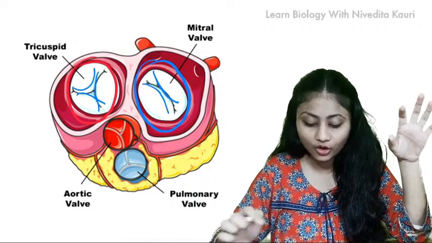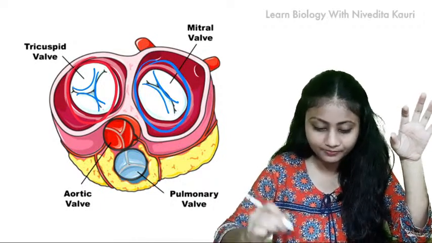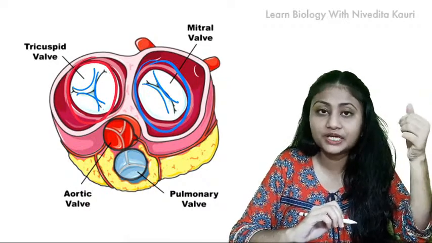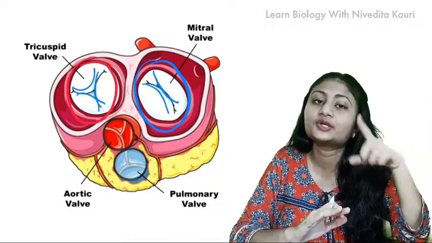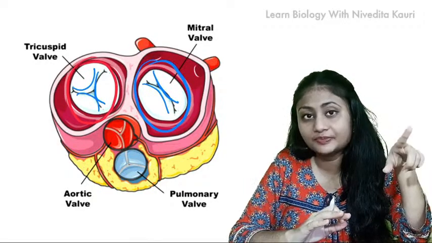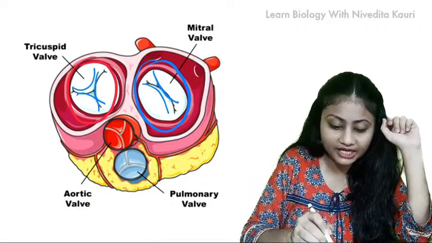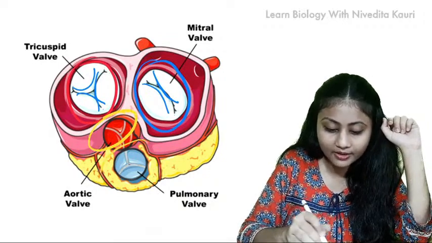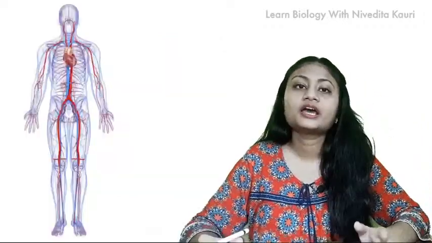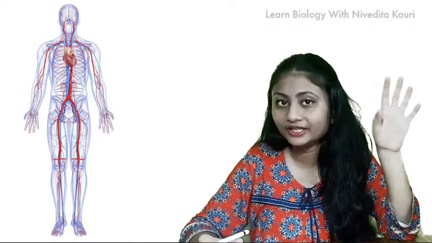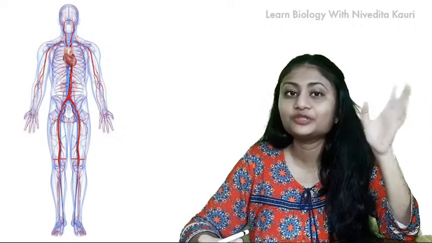The opening of the pulmonary artery and aorta in their respective ventricle is also guarded. They are guarded by semilunar valves. This is the aortic valve and this is the pulmonary valve. As I have said earlier that the opening of the superior vena cava is not guarded by any valve.